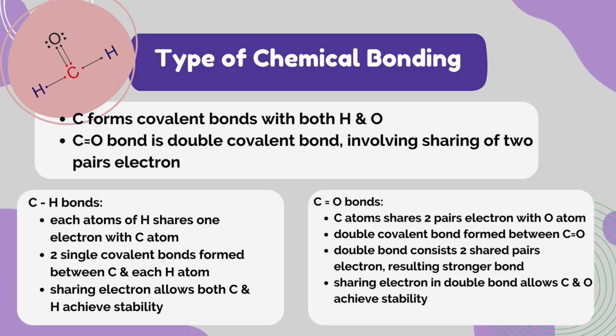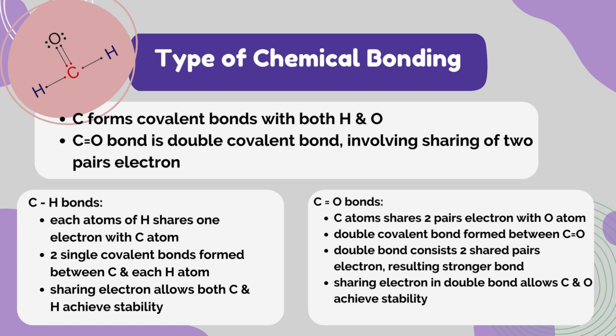The type of chemical bonding present in formaldehyde is covalent bond. For carbon and hydrogen bonds, each atom of hydrogen shares one electron with the carbon atom. It forms two single covalent bonds between carbon and each hydrogen atom. So by sharing electrons, it allows both carbon and hydrogen to achieve stability.